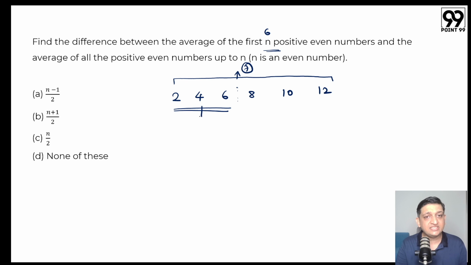What about the average of these 3 numbers? Again, it's going to be the middle number, that is 4. Now I know that if n is equal to 6, the difference between these two sets is going to be 7 minus 4, or 3. So let's see which option works best.